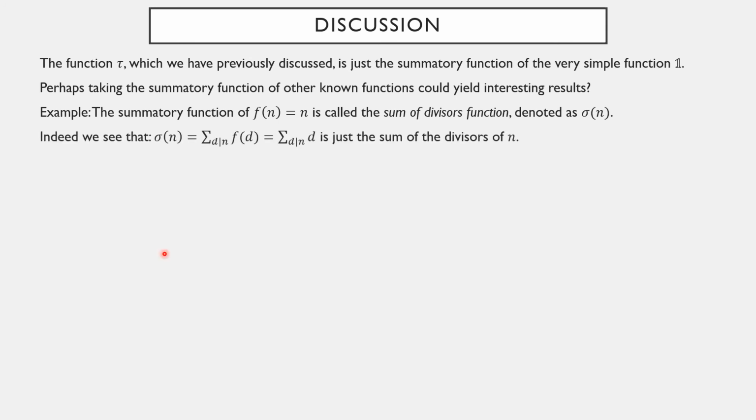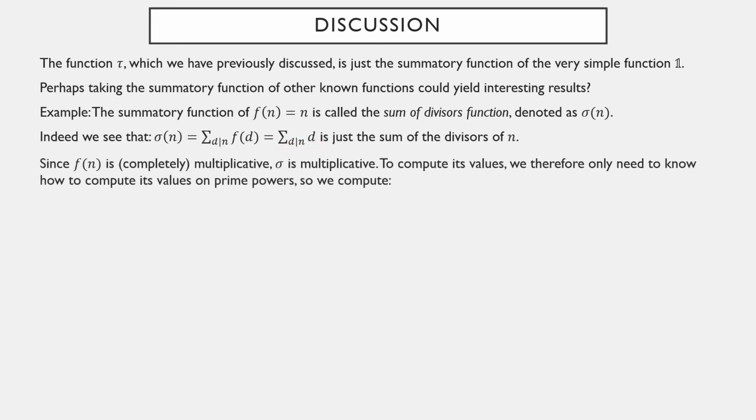So what you find is that sigma of n is the summatory function of this function f, but f of n is just n, so f of d is just d. So sigma of n simply goes, what are the factors of n? Add all of them up. Hence it's called the sum of divisors function. So little f of n is a multiplicative function, and therefore so is sigma. To compute the values that sigma takes, we therefore only need to know how it works on prime powers, and that's actually pretty straightforward. Okay?